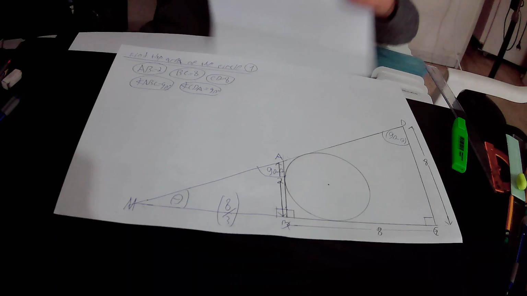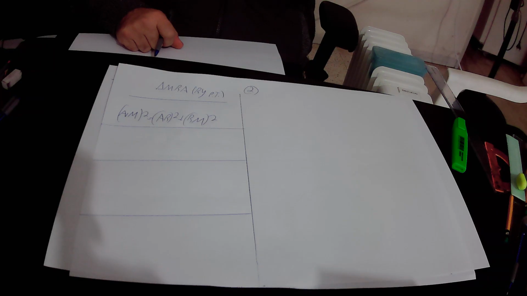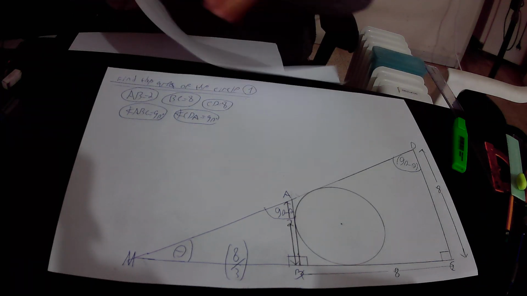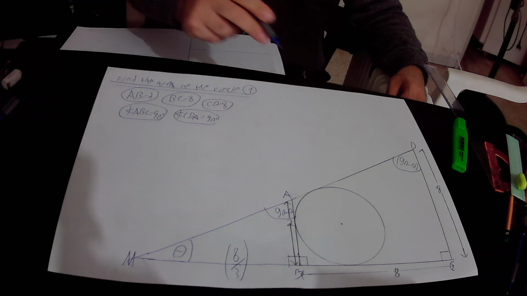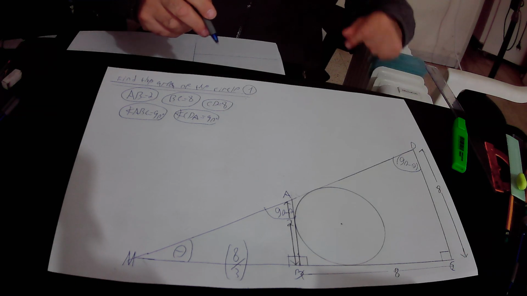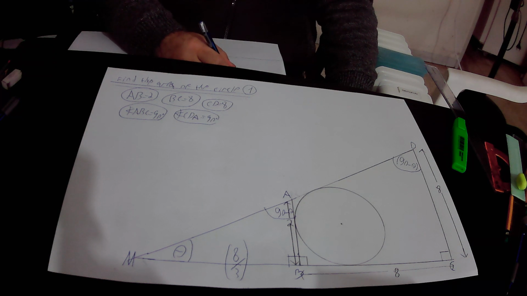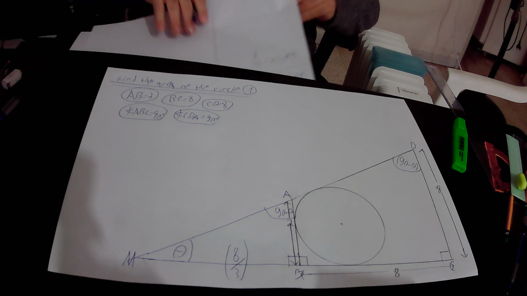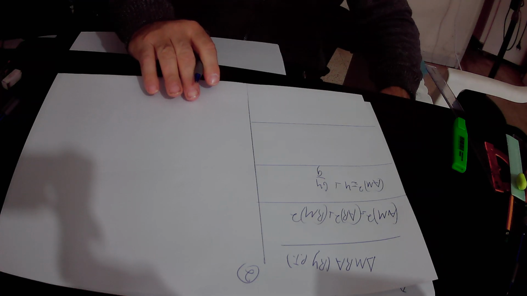Repeat again, in the small right triangle MBA, according to the Pythagoras theorem, AM squared equals AB squared plus BM squared. So AM squared, that is the square of the hypotenuse, equals AB squared. AB is 2, therefore AB squared is 2 squared, this is 4, plus BM squared. BM is 8 over 3, therefore BM squared is 8 over 3 squared, that is 64 over 9. And we found out that AM squared equals 4 plus 64 over 9.